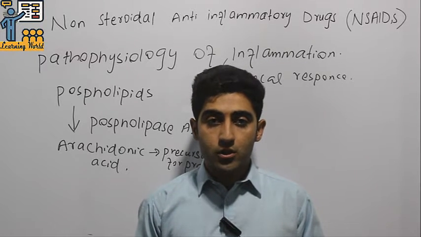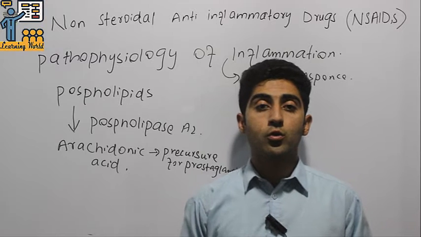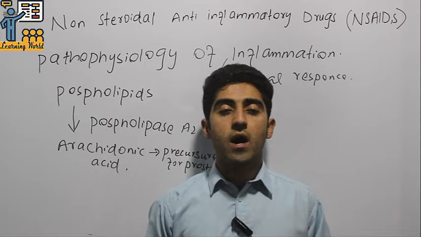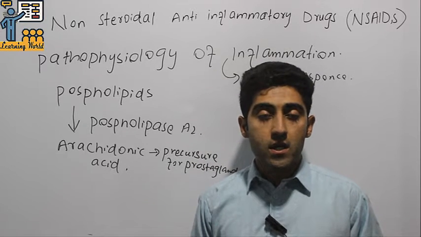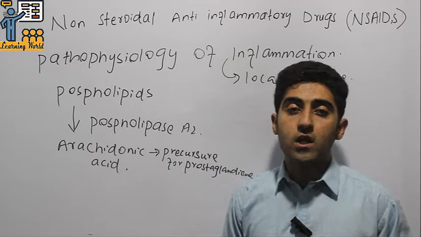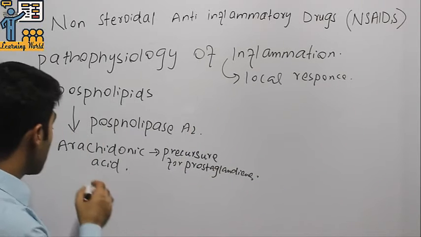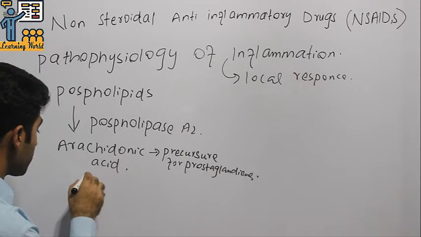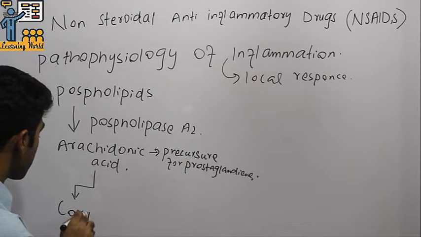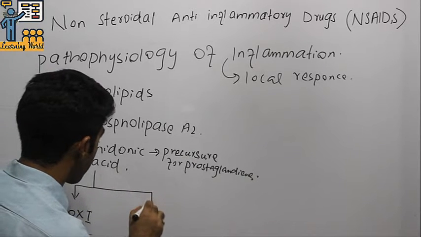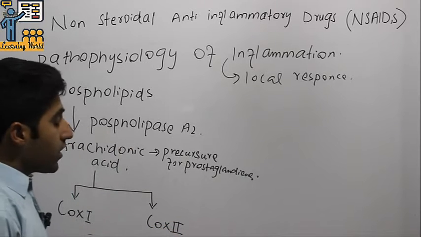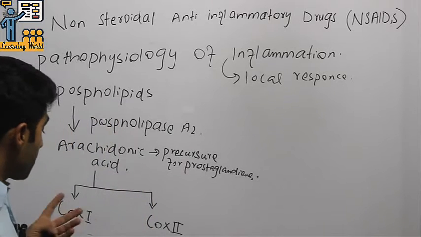Cyclooxygenase 1 and cyclooxygenase 2 play the most important role in the process of inflammation, mainly cyclooxygenase 2. Cyclooxygenase 1 is the housekeeping enzyme. It provides the physiological function of the body, and cyclooxygenase 2 provides the pathological function of the body. So arachidonic acid will be converted in the presence of two types of enzyme, COX-1 and COX-2, into prostaglandins.